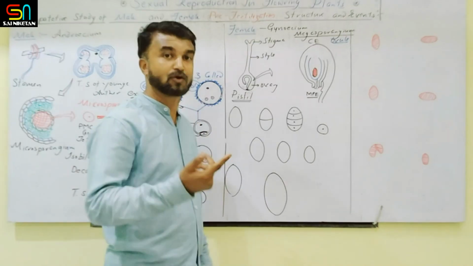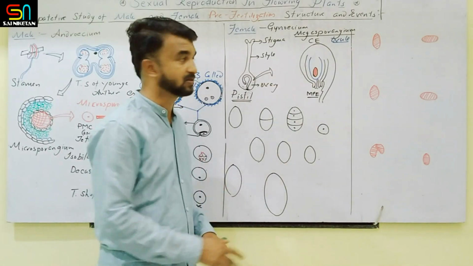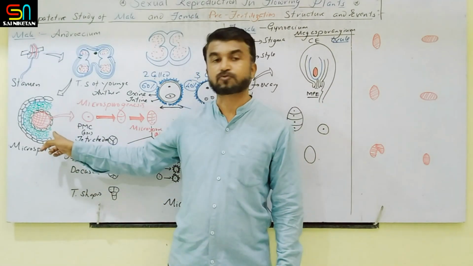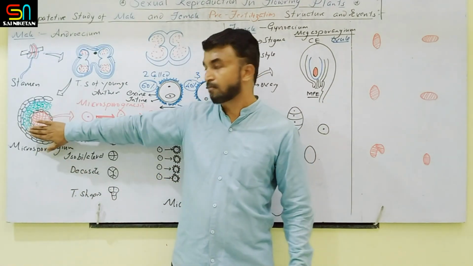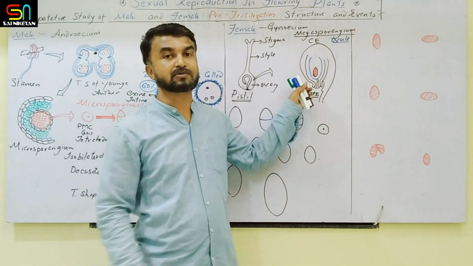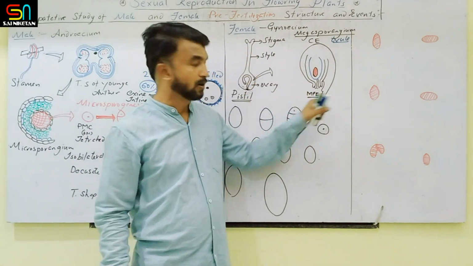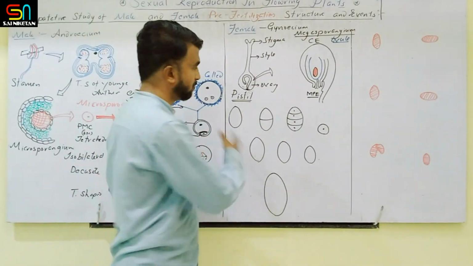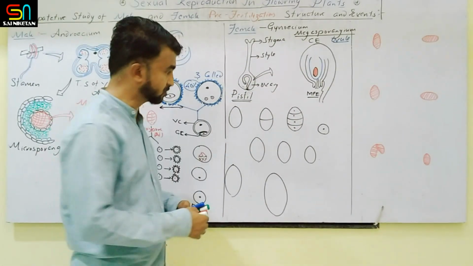Now, what is the anatropous ovule? We will discuss afterwards. Means this is a megasporangium or anatropous ovule. This is a microsporangium. Can you differentiate? Microsporangium is a male reproductive part. Megasporangium is a female reproductive part. Now, what happens inside this anatropous ovule? That is related to the megasporogenesis topic.